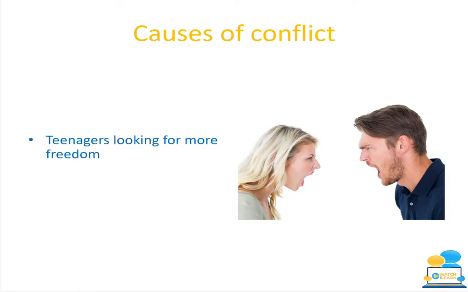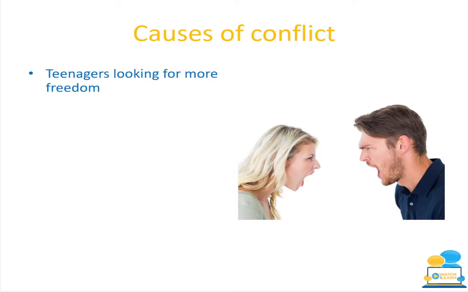So causes of conflict in the family. A lot of the time it can happen with teenagers because they're looking for more freedom. For example, they want to stay out after school, go out with their friends, go around the shops, go to the cinema, and the parents are like, no, you should be at home, you should be doing your homework and studying.